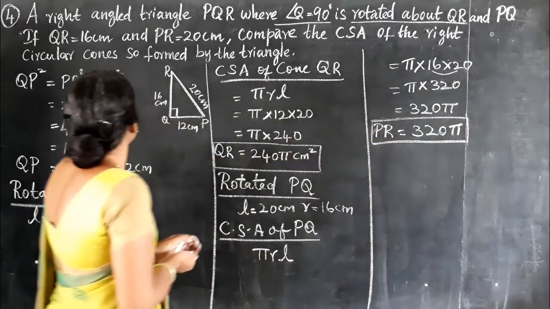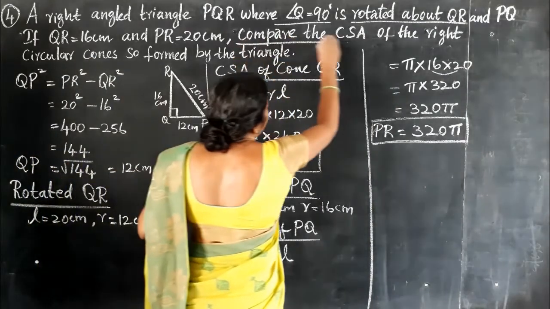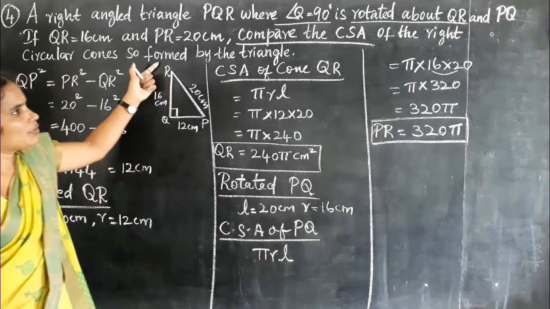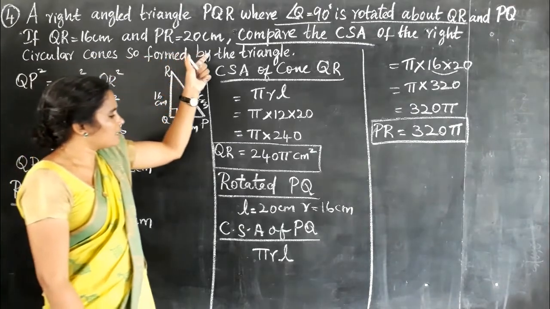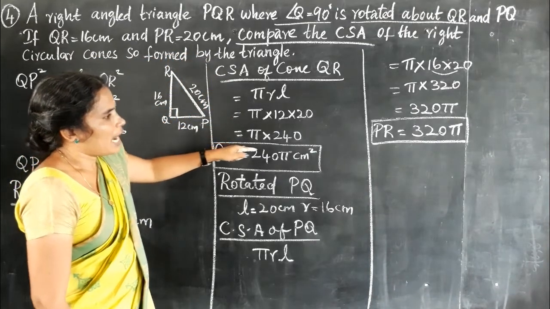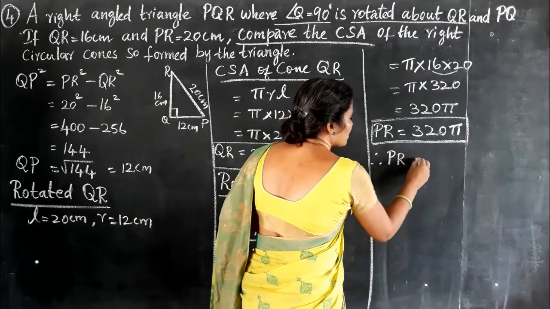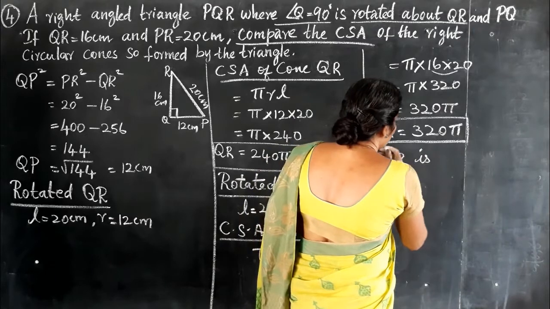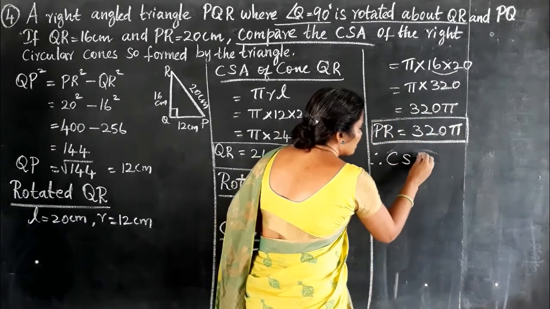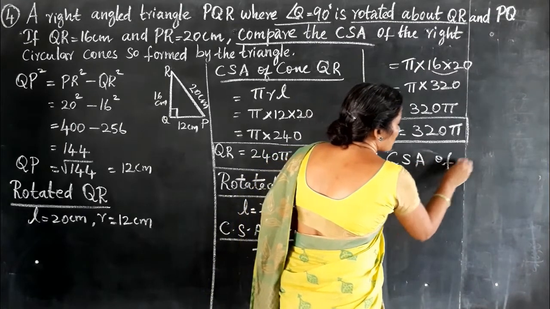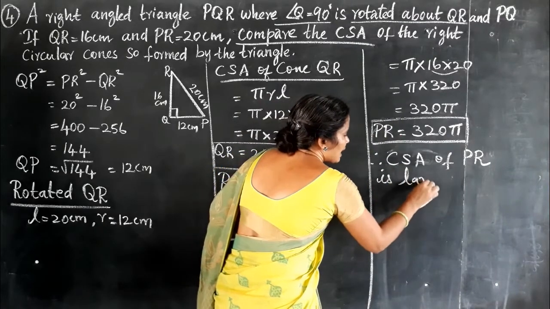So now, in the last line, we have to compare the CSA of the right circular cones formed by the triangle, for rotation about QR and PQ, and see which is larger. So here you can see the CSA about PQ is greater, so the CSA of PQ is larger.